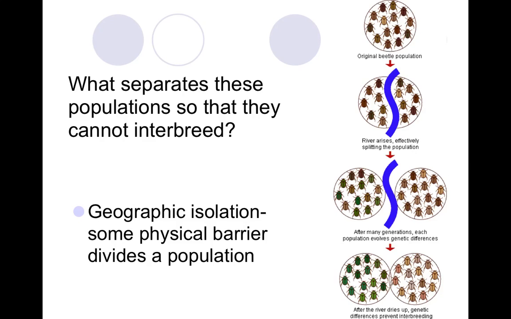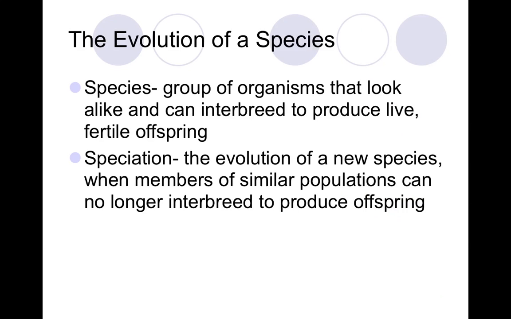And then what happens is, after many generations with that physical barrier, the genetic differences make the populations look very, very different. And after the river dries up, these genetic differences prevent interbreeding. They're so different now because of that isolation that they can't breed together. We call that speciation.